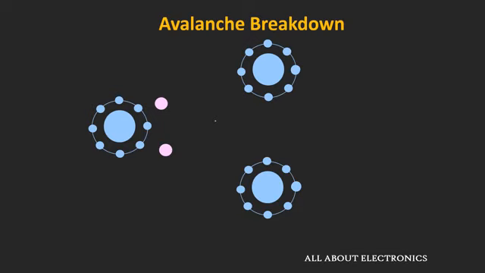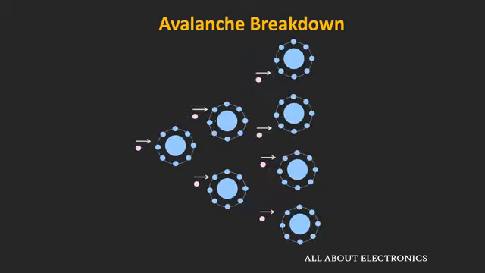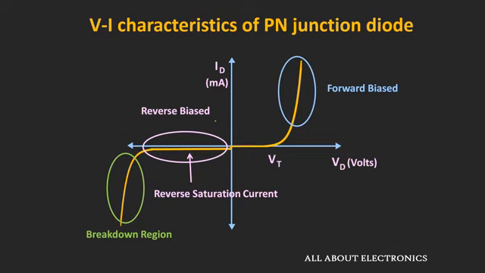And under the influence of the electric field, these two electrons can collide with two more atoms and knock out two more electrons. Similarly, these four electrons will again collide with four more atoms and knock out four more electrons. So due to this collision, the number of free charge carriers in the depletion region will increase drastically. And due to the increase in these charge carriers, we will see a sudden jump in the reverse saturation current.